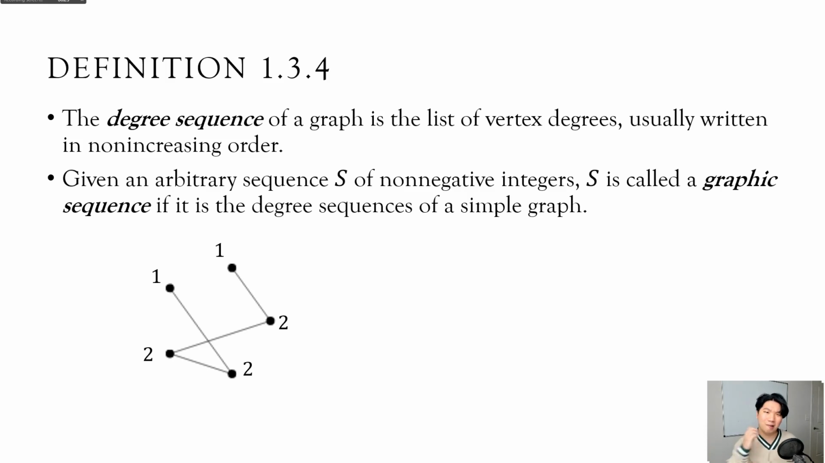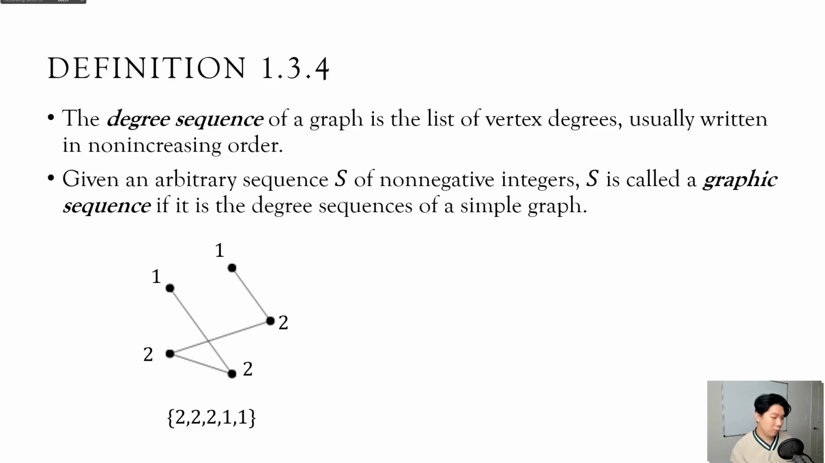If I want to write the degree sequence of this, remember I put in the note that I want to put it in non-increasing order. In other words, I want to start from the largest and go down to the smallest degree. So the degree sequence of this graph, in my little curly brackets, is 2, 2, 2, 1, 1. So this is the degree sequence of this given graph.